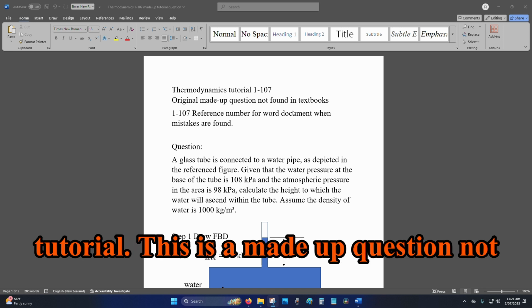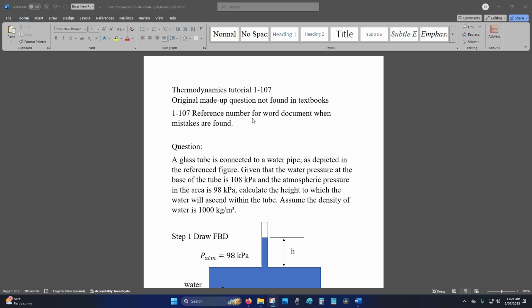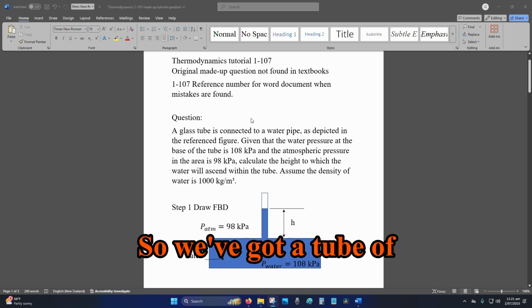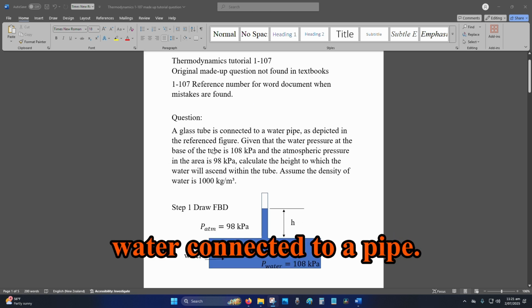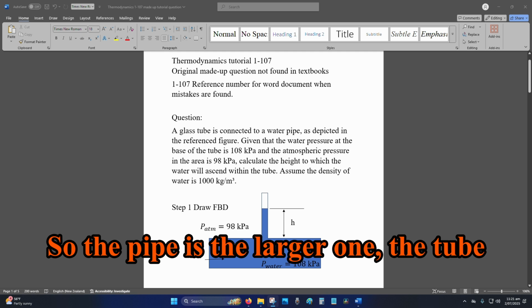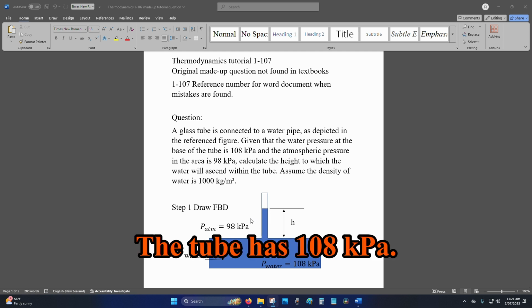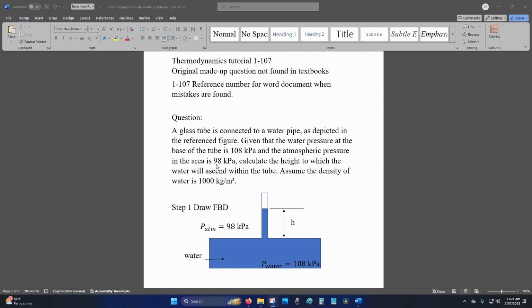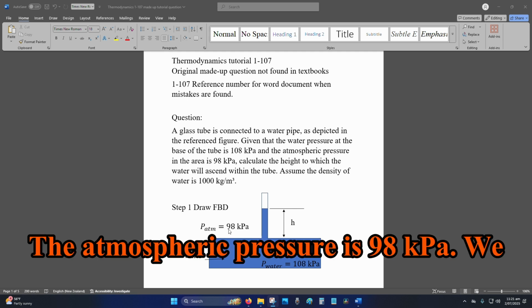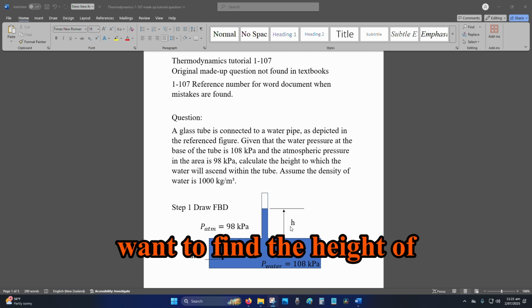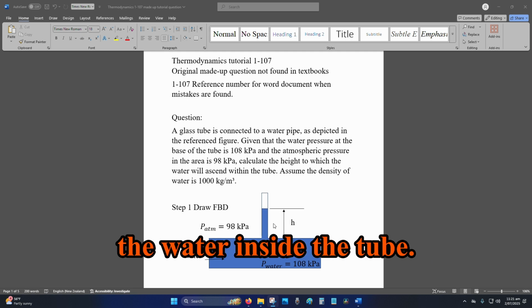This is a made-up question not found in your textbooks. So we've got a tube of water connected to a pipe. The pipe is the larger one, the tube is the vertical one. The tube has 108 kPa. The atmospheric pressure is 98 kPa. We want to find the height of the water inside the tube.